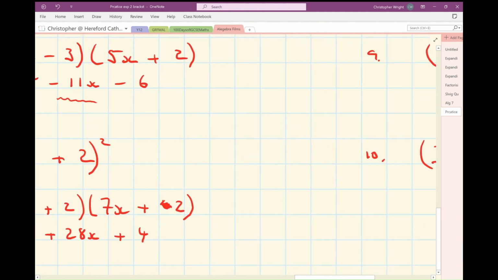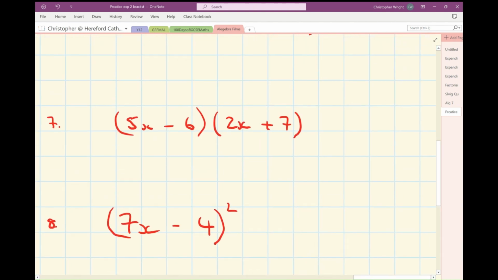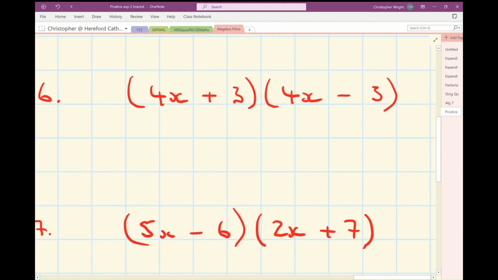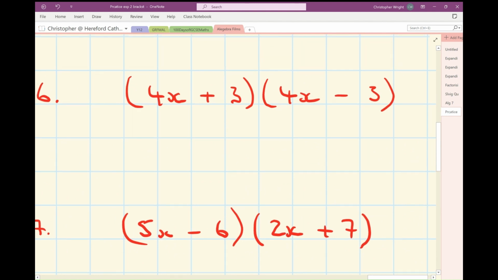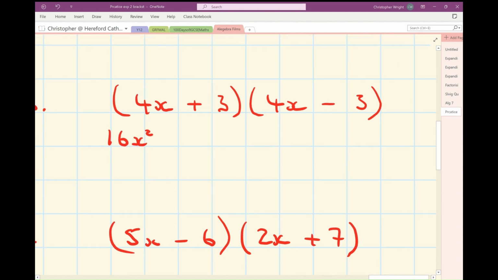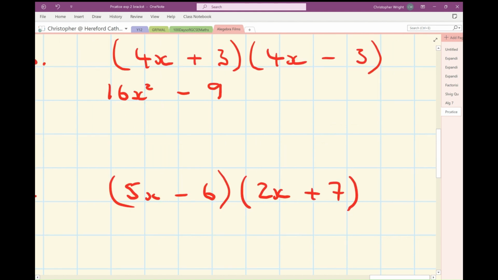Okay, number 6. Here we go. Right, number 6, this is going to be the middle term thief here. 4x plus 3, 4x minus 3. I'm going to have 16x squared from the first eyebrow. Now the nose gives me plus 12x's and the mouth gives me minus 12x's. So hence there's no middle term. And then I get minus 9 at the end, plus 3 times minus 3.